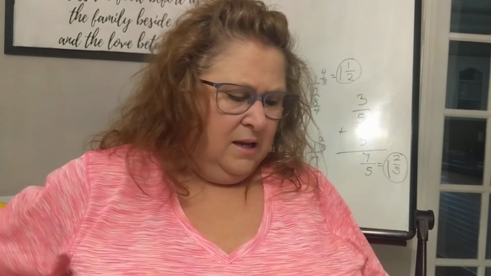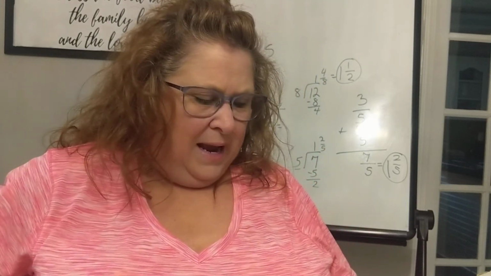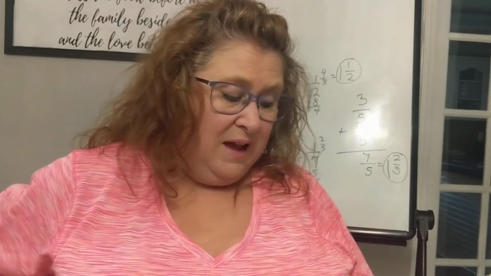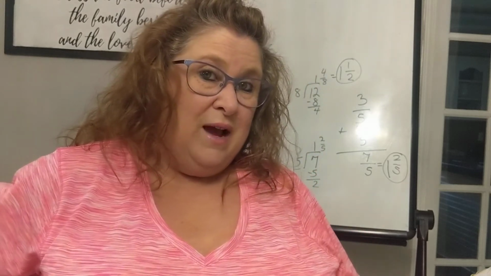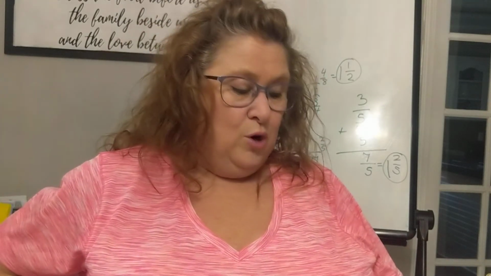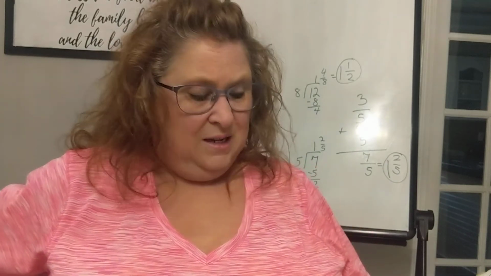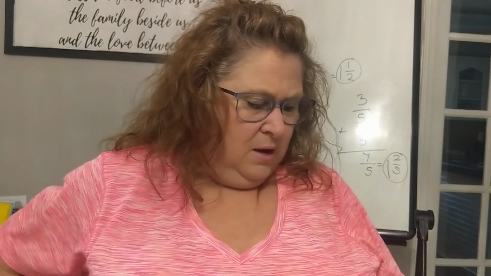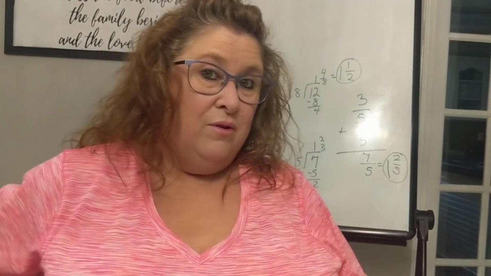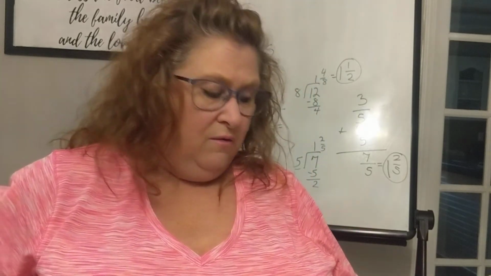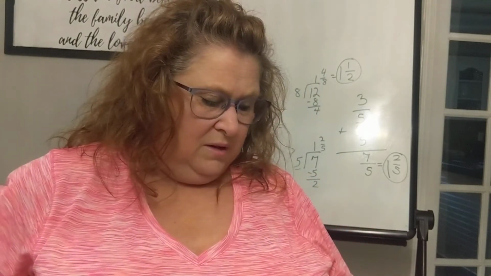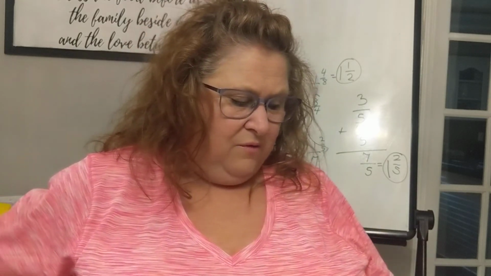Look at letter B. 7/8 equals blank 16ths. So what did they multiply 8 by to get to 16? 2. So you're going to multiply the numerator 7 times 2 to make your equivalent fraction. 7 times 2 equals 14. So 7/8 equals 14/16. Look at letter E. 1/6 equals blank 12ths. What did they multiply 6 by to get to 12? 2. 6 times 2 equals 12. So we have to multiply our numerator 1 times 2, and 1 times 2 equals 2. So 1/6 equals 2/12.